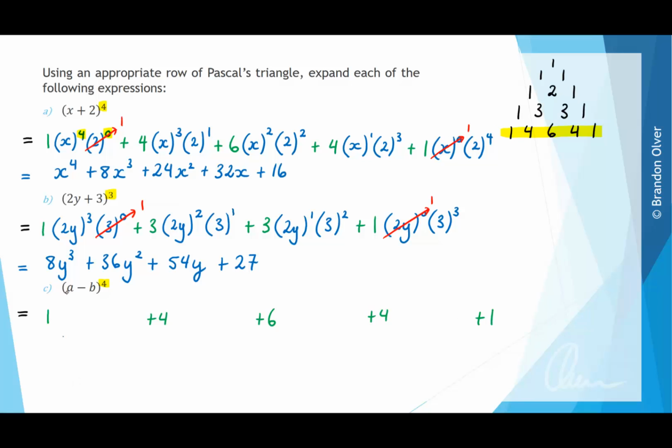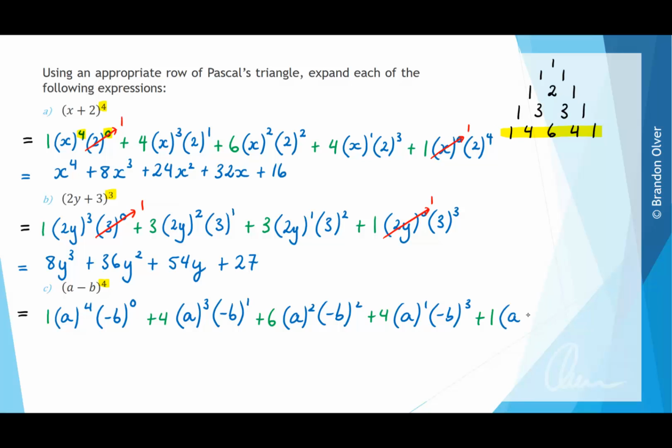And now we can go through and we can put in a to the power of 4, and then minus b to the power of 0, and then we're going to have a to the power of 1 less than 4 is 3, and minus b to the power of 1, and then a to the power of 2 minus b to the power of 2, and then a to the power of 1 minus b to the power of 3, and then a to the power of 0 minus b to the power of 4.